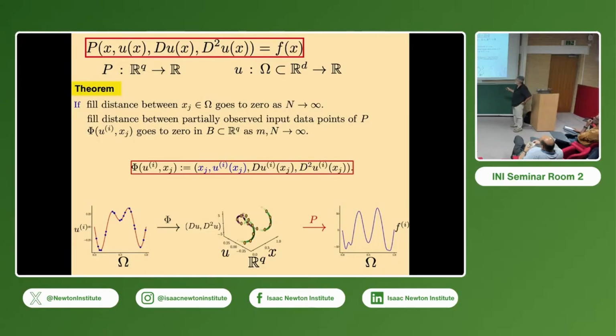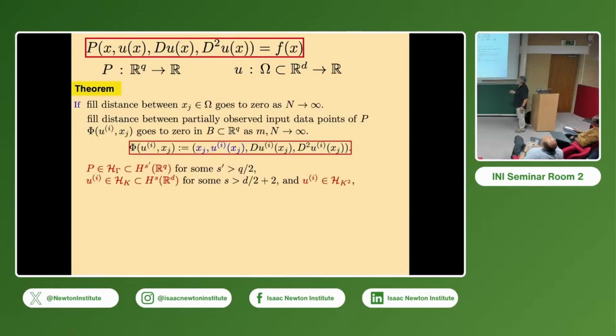We're only partially observing these input data points. And here we are assuming that these partially observed input data points of P also fill a subset of the input space of P. And then if P belongs to the RKHS defined by the kernel gamma, and that kernel gamma has enough regularity so that its RKHS is continuously embedded in some Sobolev space H^{s'} for some s' greater than the dimension of the input space of P over 2. So this makes sure that the elements of that RKHS are continuous functions.